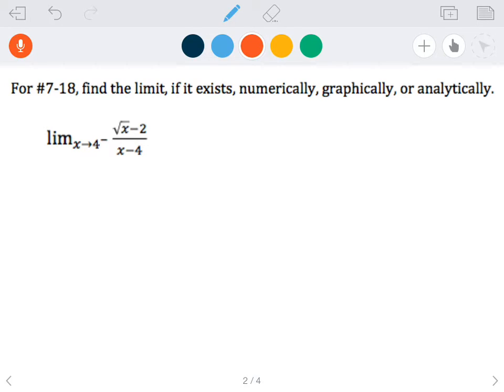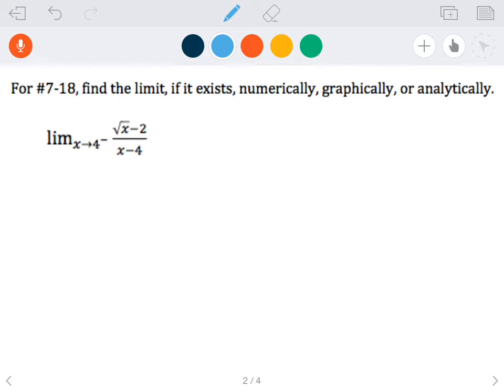Next question. Find the limit if it exists numerically, graphically, or analytically. Analytically, I'd have to be able to factor something or maybe multiply by the conjugate, but I really don't want to do that. Let's do it numerically. I could graph it, I could see what happens, but graphs can be misleading, so I really like to do things numerically.